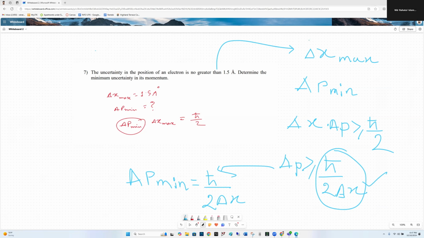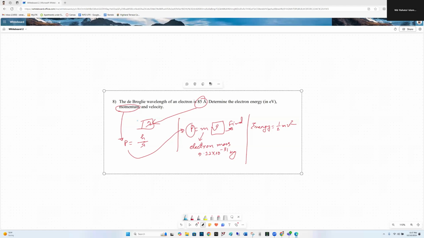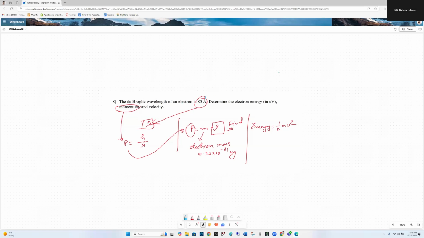Okay, now let's move to problem number 8. So this is problem number 8. The de Broglie wavelength of an electron is 85 angstrom. So wavelength, I mean lambda, is given. Determine the electron energy, I mean E, energy, then momentum, then velocity. All these three need to be calculated.